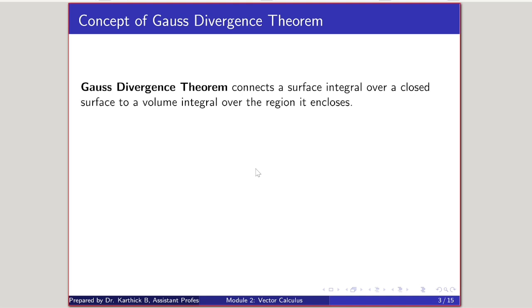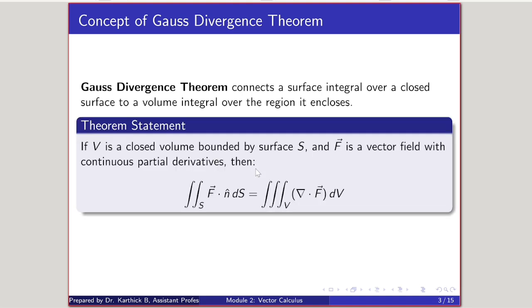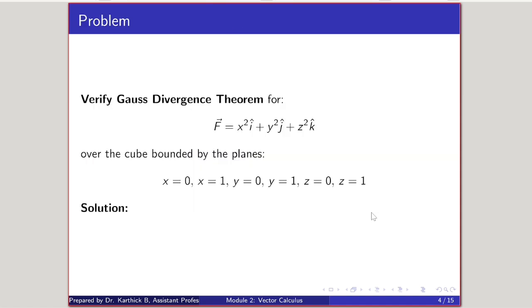So first of all, we see the statement. Here, it simply gives a relation between a surface integral and a volume integral. If V is a closed volume bounded by the surface and F vector is a vector field with continuous partial derivatives, then we can write the surface integral, which will be equal to the volume integral, where n cap will be the outward normal unit vector on the surface. We shall move over to the problem.